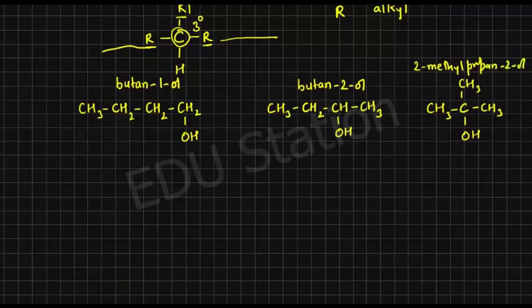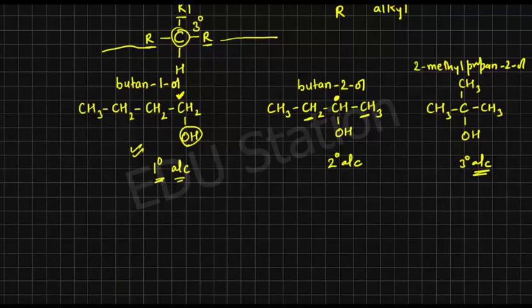Now, this, the first one, can be categorized as primary alcohol. Why? To the carbon on which OH is attached, this one, this is attached to how many carbons directly? 1. So, this is primary alcohol. This carbon is attached to 2 different carbons. So, this becomes secondary and the last one becomes tertiary.